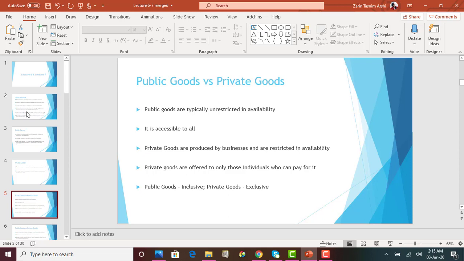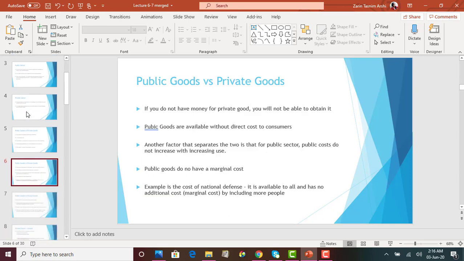Now, an example of public good would be the street light. Think about it. The local government is providing street light, and it is accessible to everyone, right? It is inclusive to all the citizens. Whoever is passing through the road is going to enjoy the benefits of the light. And nobody has to directly pay any cost for the street light, right? So that's why one of the characteristics of public good is it's inclusive and accessible to all, whereas private goods are exclusive and you have to afford to obtain them.